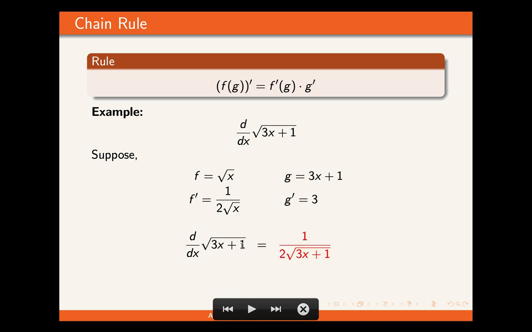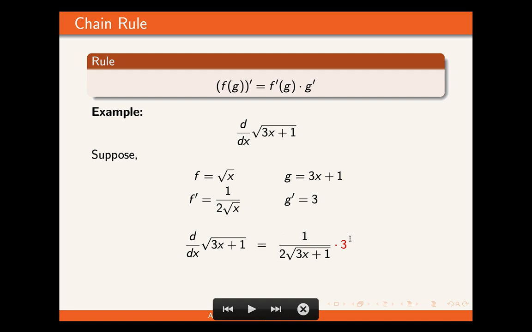So when we do that, we get 1 over 2. When you replace x by 3x plus 1, we get 1 over 2 times square root of 3x plus 1. So this is your f prime evaluated at g, the f prime function composed with g. That's how we have it over here. Now we need to just multiply by the derivative of g, which will be just times 3. We are done. This is the derivative of the square root of 3x plus 1 by using the chain rule.